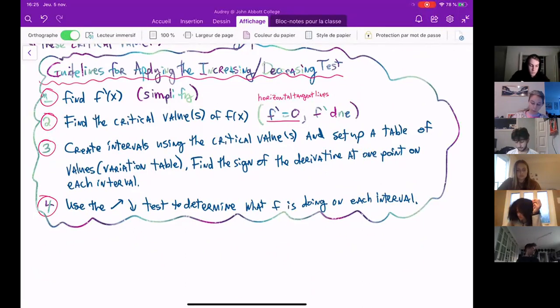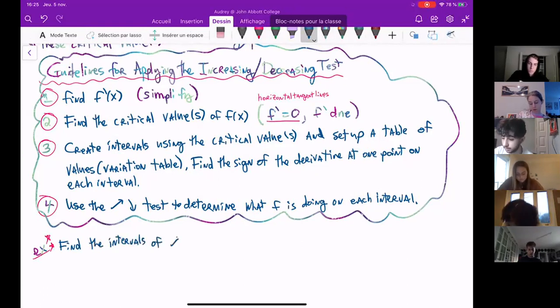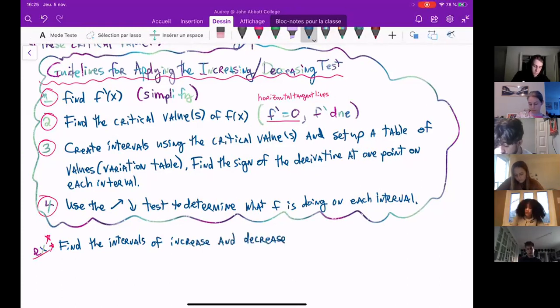All right, that's a bunch of you. Okay, so we're going to look at an example. We want to find the intervals of increase and decrease of f of x is equal to x to the 4th plus 1 over x squared.